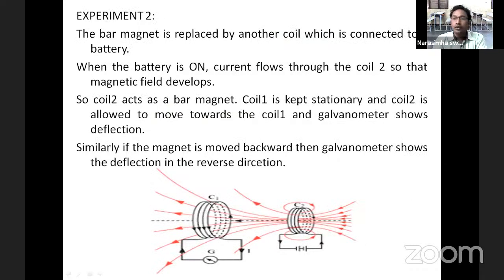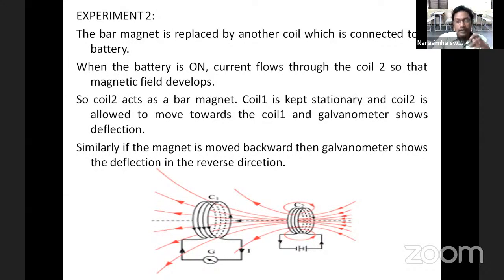Now we move on to the next experiment. What is the next experiment here? The bar magnet is replaced. If you understood the first experiment, then this is dead easy to understand. In the first experiment, what was used? One magnet and one coil, and the coil was kept stationary.